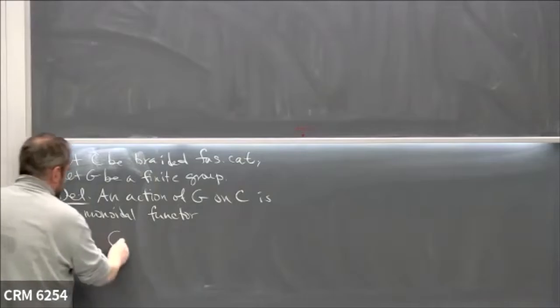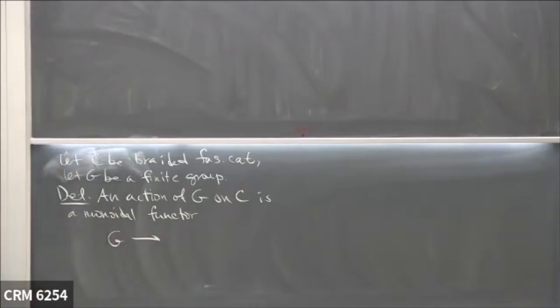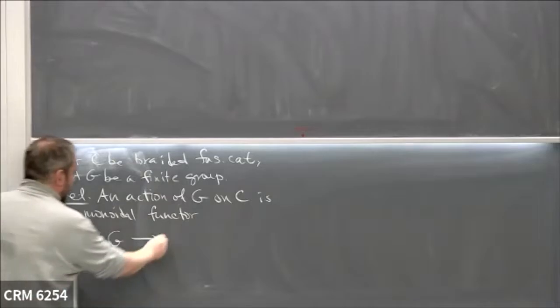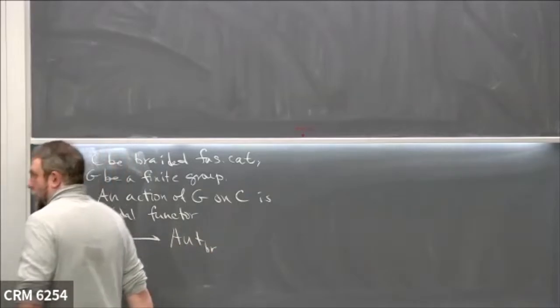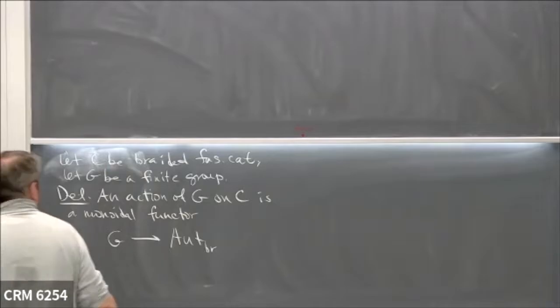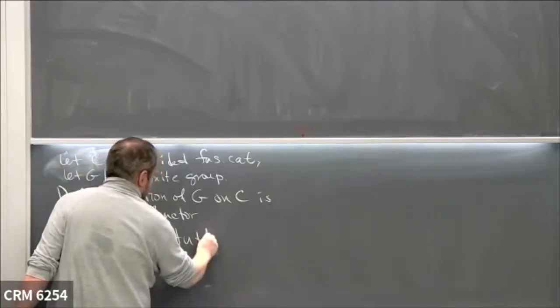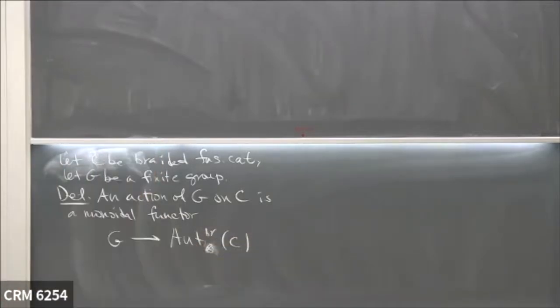Now we can view G as a very boring categorical group. So all the morphisms are going to be identity morphisms. So the only thing that matters is the tensor product. So it's a monoidal functor from G to the group of braided equivalences of C. So what does it mean?